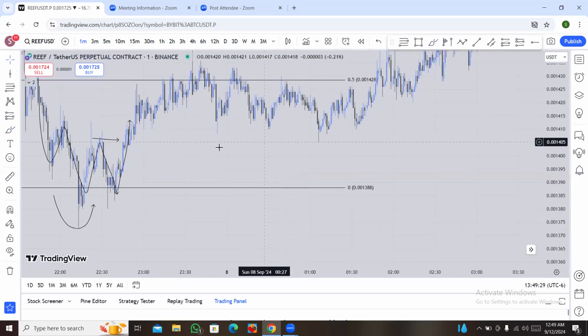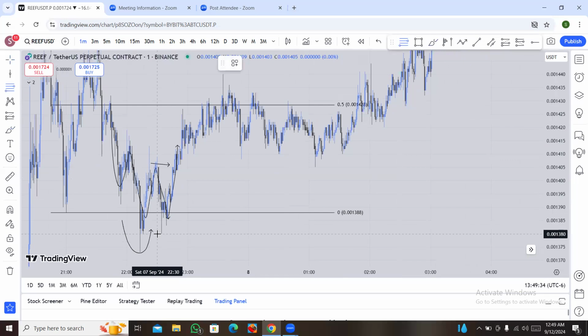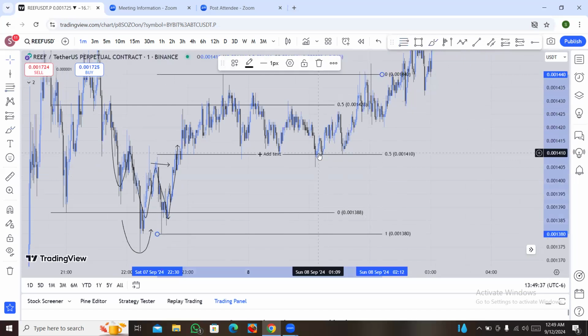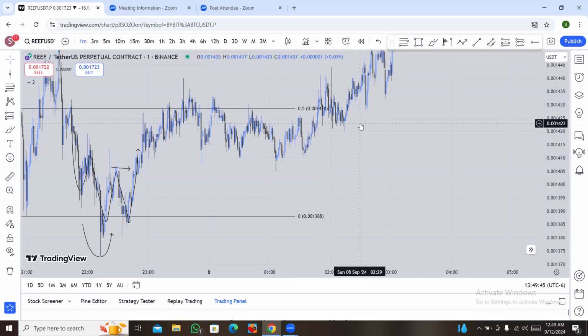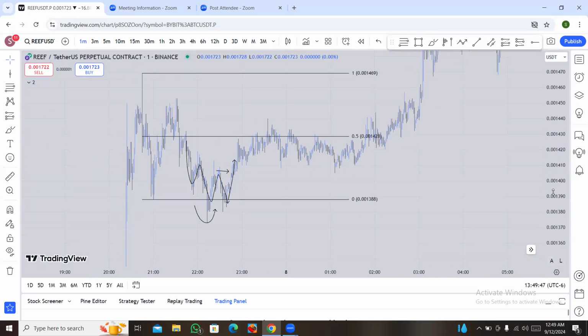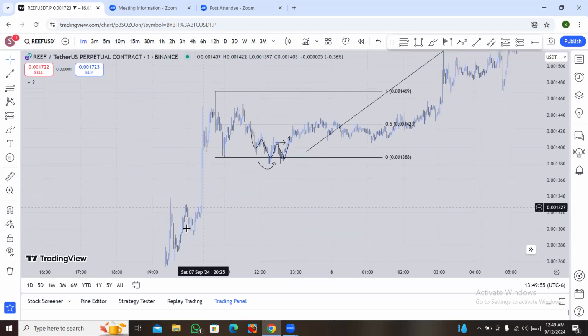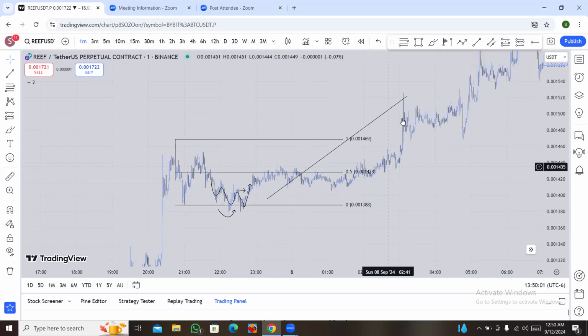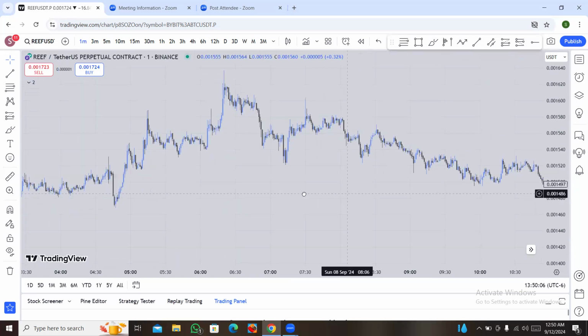Now whatever your entry model is, apply it. You will see that if I see the simple range model here, mid-range already tested, OTE not tested, but mid-range tested here, and it started rallying again. Rally, range, deviation, MSB given, again rally. Again, another one if I see it here.